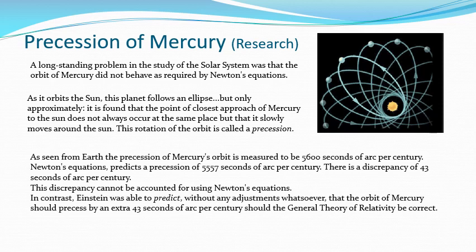And we could see that from the Earth, and we could predict where it was. People knew, and they could measure what it was there. Newton predicted it to be 5,557 seconds of arc, but that was slightly out from where it actually was. And Einstein was able to predict without any adjustments whatsoever that this should happen. So this proved that the general theory of relativity was correct.